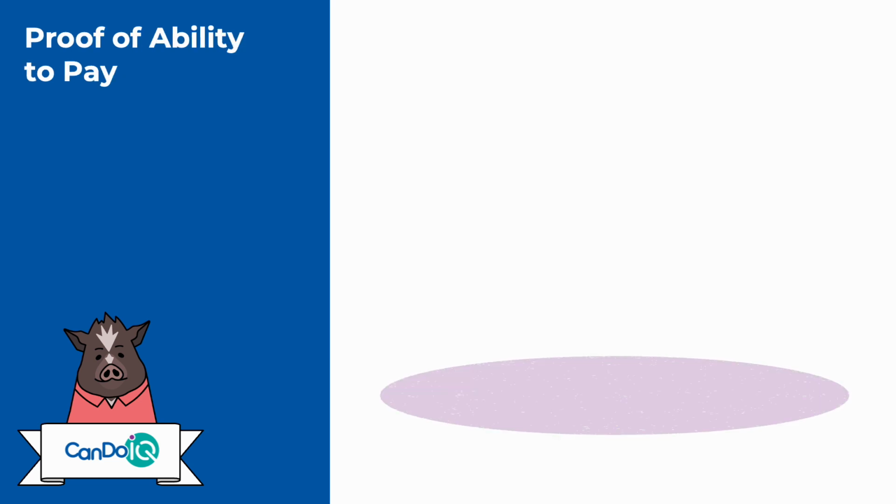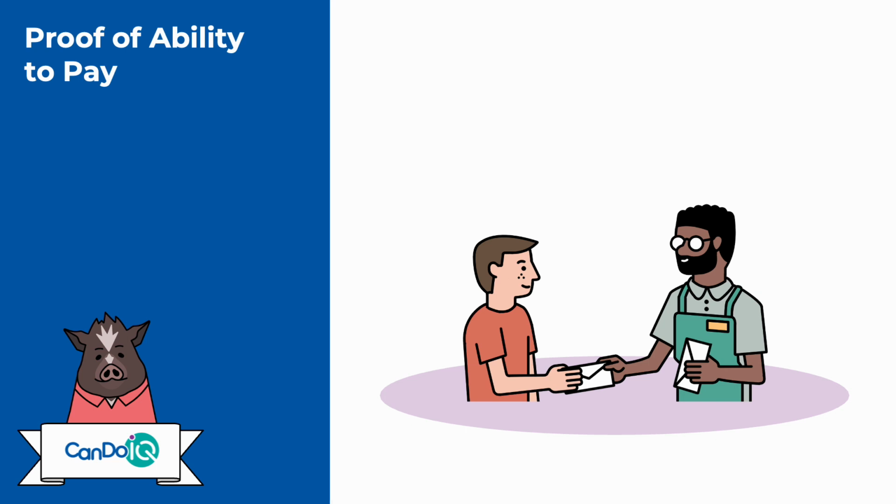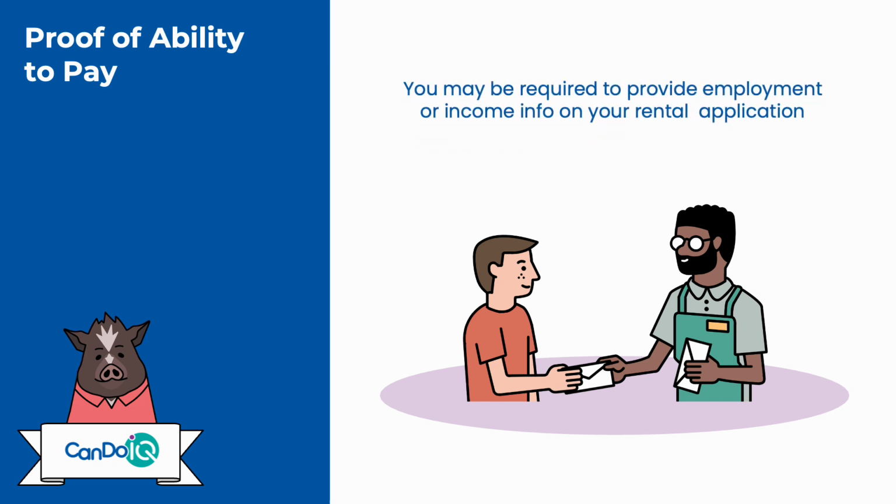Step 4. Proof of ability to pay. Providing employment and income information on your application or through tax returns or pay stubs may be required by a landlord to show that you have income sufficient to cover the rent payment. You may also be asked to provide bank statements or W-2 forms, depending on your type of employment, to ensure that, should you lose employment, your ability to pay rent won't be impacted. This tends to be the most time-consuming part of the process, which can take a few days.